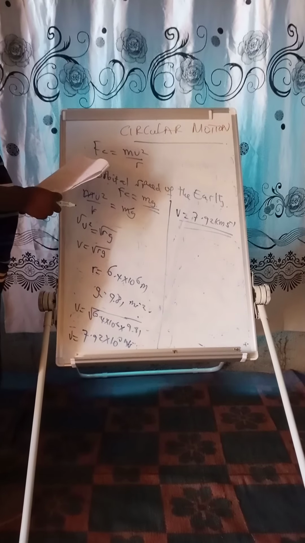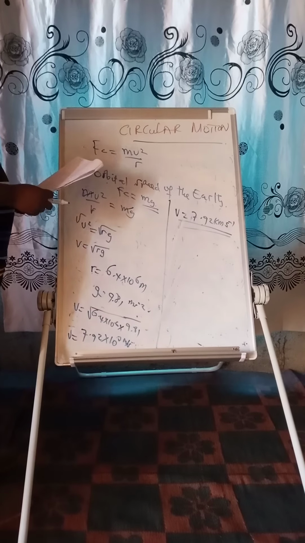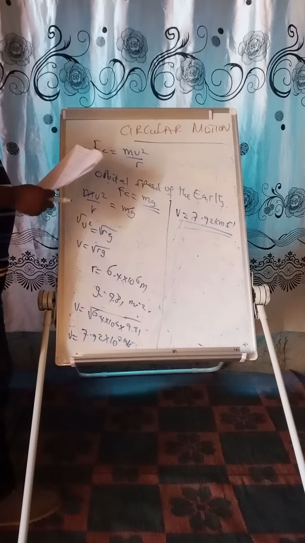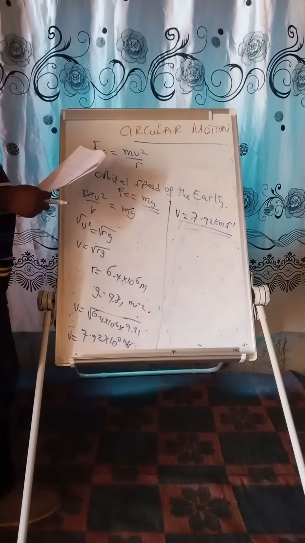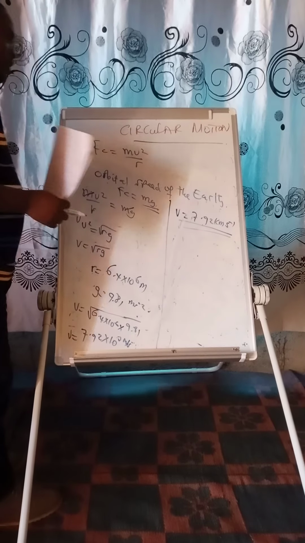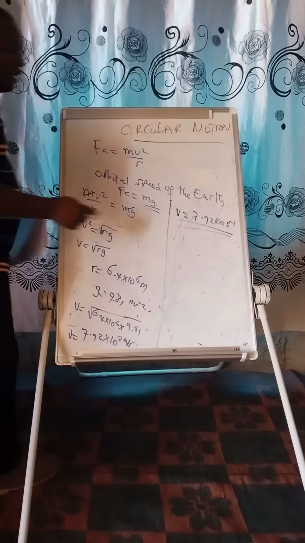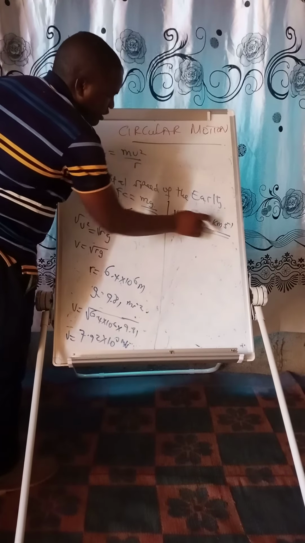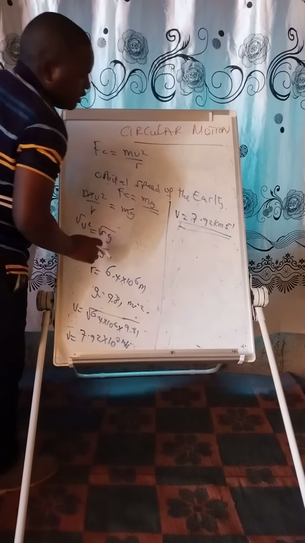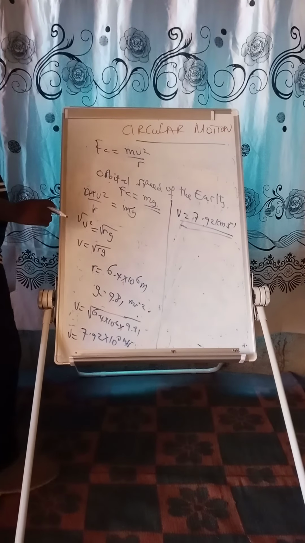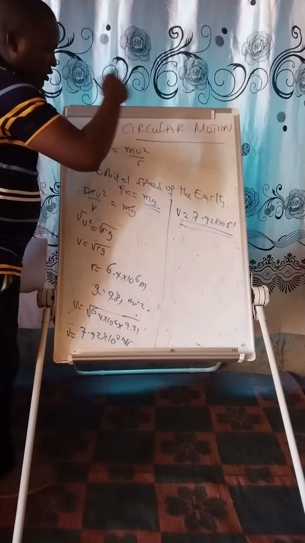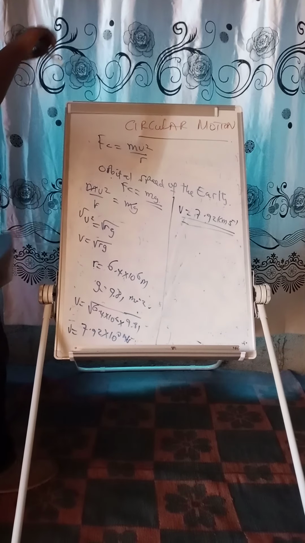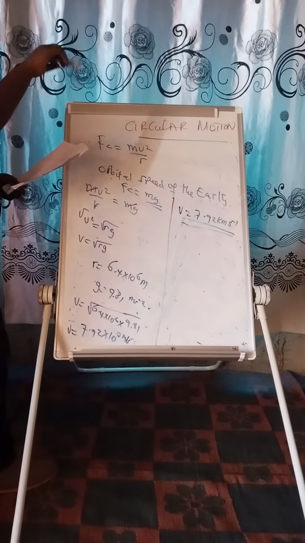So we say that if you were to throw or hit a ball horizontally at almost 8 kilometers per second, it will go into orbit around the Earth. If we throw an object at this velocity, which is around 8 kilometers per second, it will go in a circular motion in Earth's orbit. It will not come back.